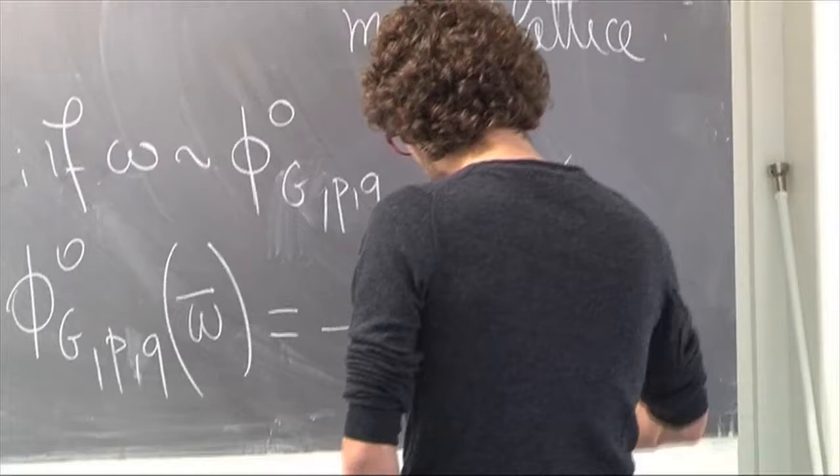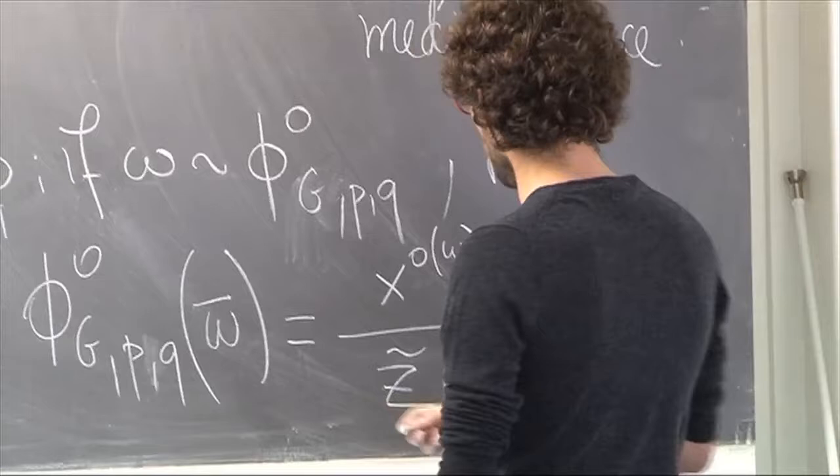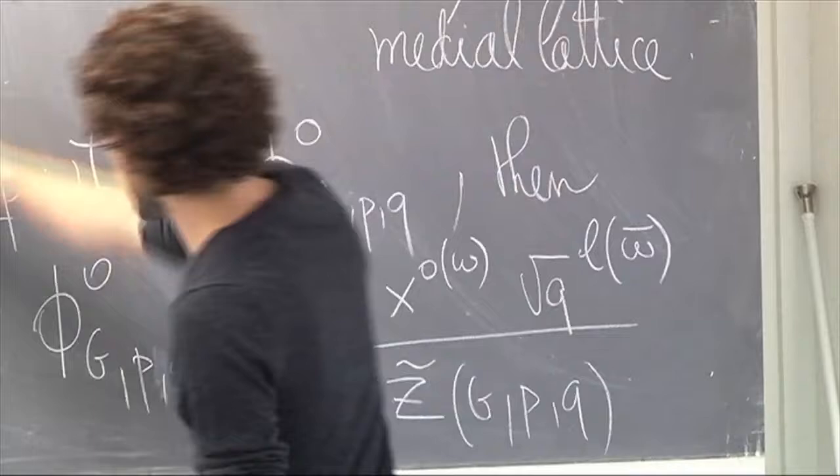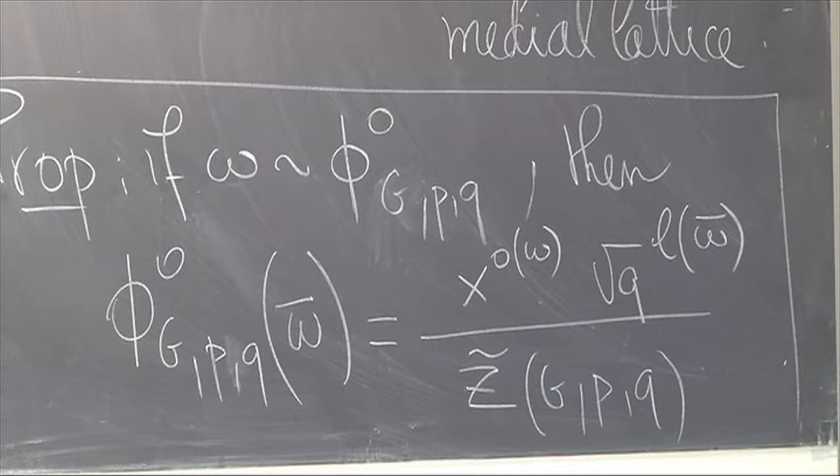Let's put a tilde. It's not the same as before. It's going to be x to the number of open edges in omega, so this is not so good, times square root of q to the number of loops in omega bar. So here I need to tell you what x is. L of omega bar is the number of loops in omega bar. So this is great for us.